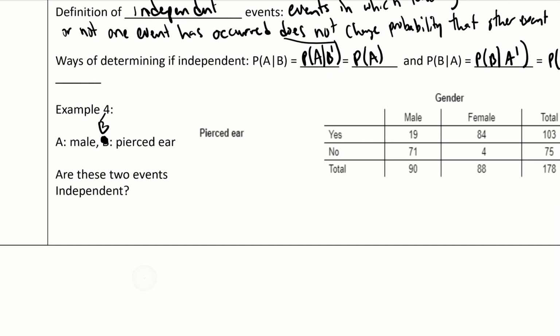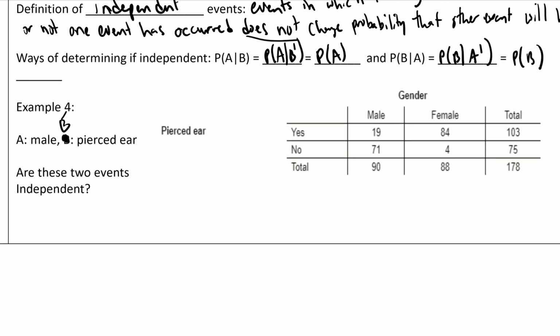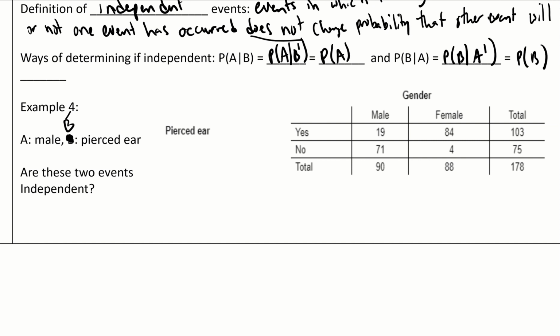All right, so let's take a look. How do we determine if two events are independent again? Let's go ahead and look at this example, the same one that we did before. So let's look at whether there is a relationship between male or female, and whether they pierce their ear or not? From experience, you would say yes, there is a relationship between those two, but let's go ahead and calculate it. So let's do method 1.